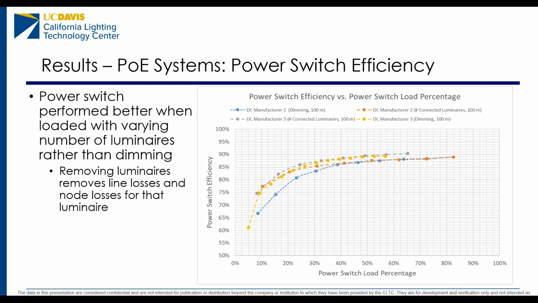For the PoE systems, the power switches performed better when varying the load by removing fixtures rather than dimming. So on the graph on the right, you can see both DC manufacturer 2 and 3 performed slightly better when the power switch load was varied by removing luminaires as opposed to dimming all the luminaires.